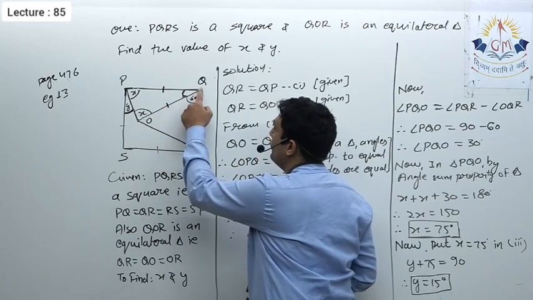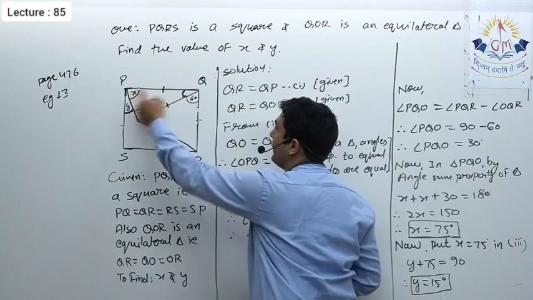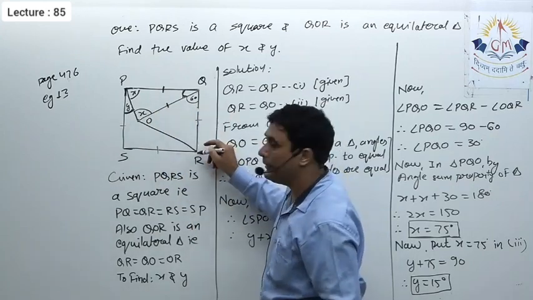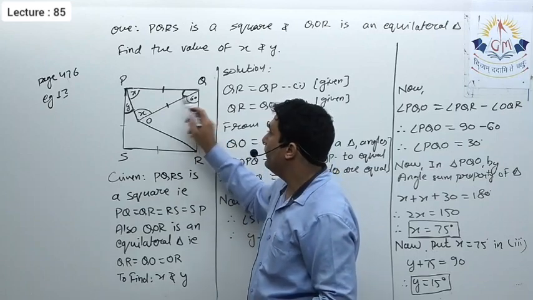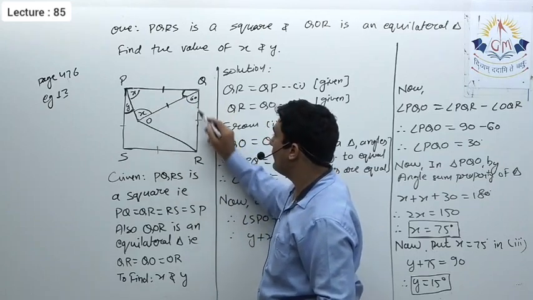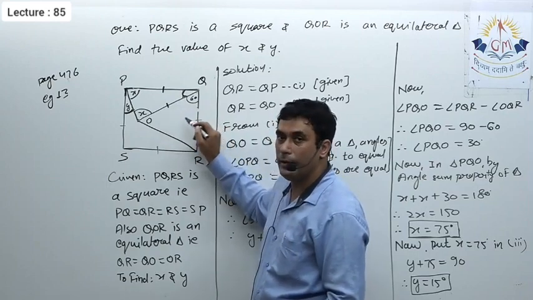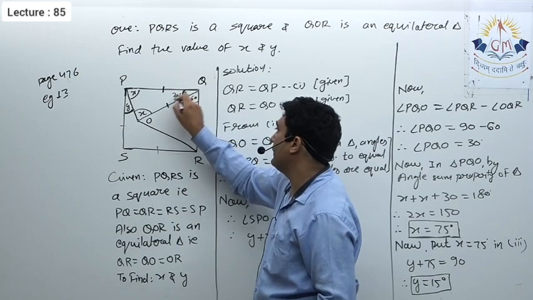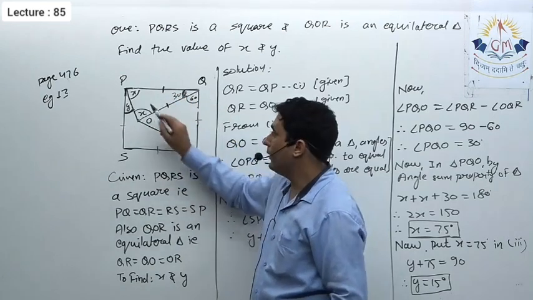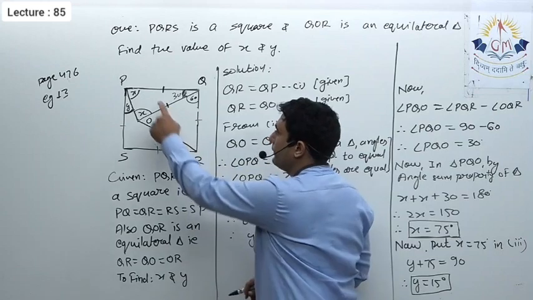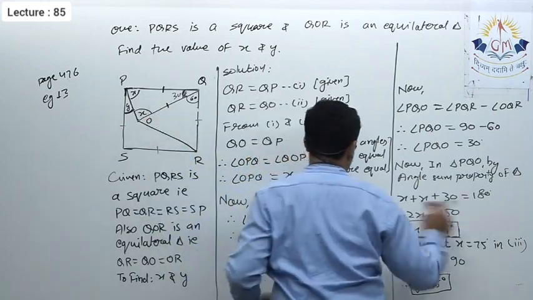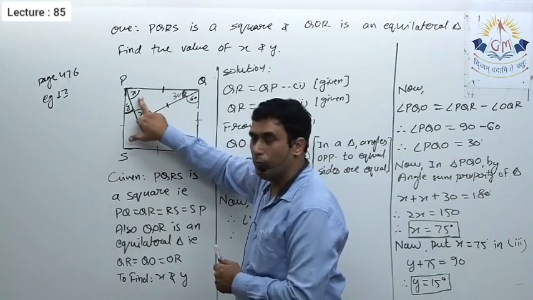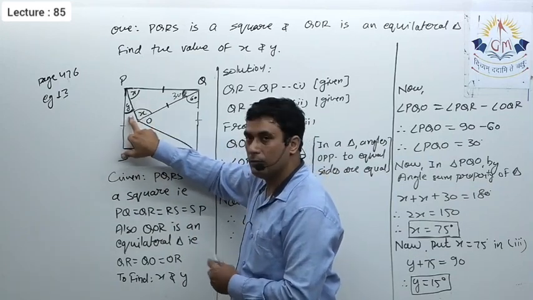Now this angle Q is 90 degrees. Q means angle PQR, and angle OQR is 60 degrees. Why is angle PQR 90 degrees? Because PQR is a square. Why is OQR 60 degrees? Because triangle OQR is an equilateral triangle. So by subtracting these, we get the measure of this angle as 30 degrees, that is PQO. Now by applying the angle sum property in this triangle, I get the measure of x, that is 75 degrees.